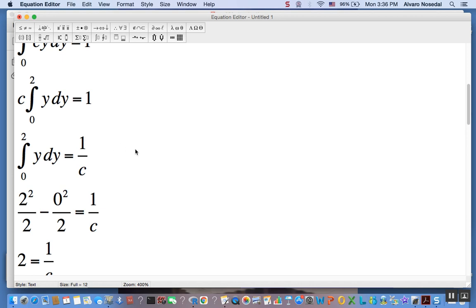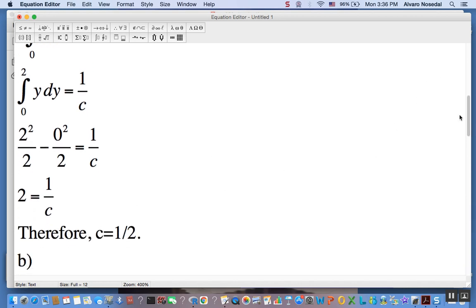Okay, so what we saw is that the value of that integral, the integral from 0 to 2 of y dy, happens to be 2, right? And then what we said is, okay, that's the reciprocal of what I want, c must be 1/2. So let's try and find, using R, that integral. The integral from 0 to 2 of y dy. Here we go.